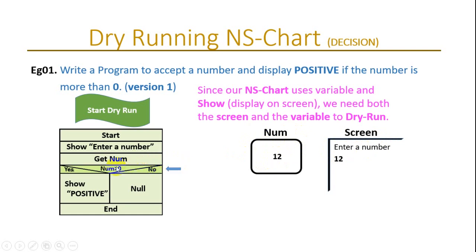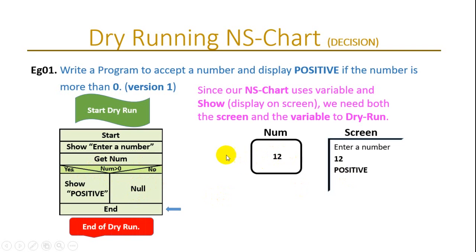Now we check the condition. Is num greater than 0? Yes, num has 12, so obviously it is greater than 0. Therefore, we have to go through the yes side. When you go through the yes side, we have the show command here, which shows the word positive. Because the condition is true, the word positive will be displayed, and then go to the next line, end it. Done. End of the dry run. So you see how it happens. It doesn't go through this side because we entered 12.